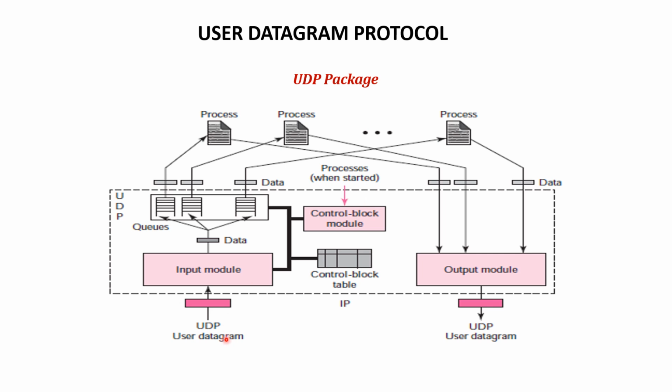The input module receives a user datagram from the Internet Protocol. It searches the control block table to find an entry having the same port number as this user datagram. If the entry is found, the module uses the information in the entry to enqueue the data. If the entry is not found, it generates an ICMP message. The output module is responsible for creating and sending user datagrams.